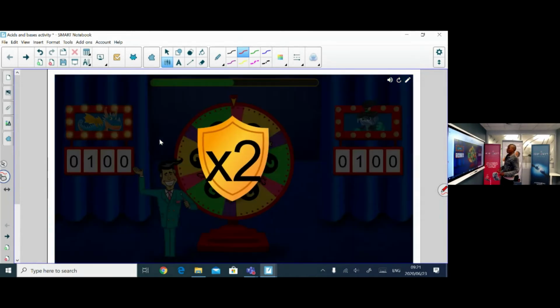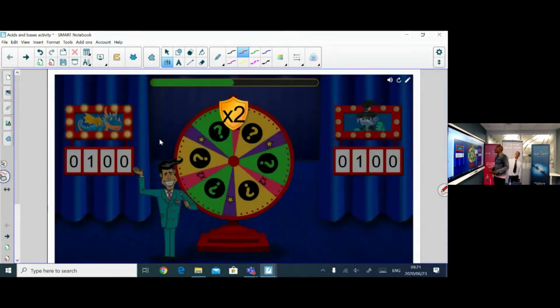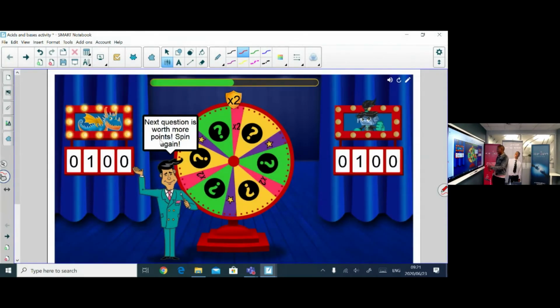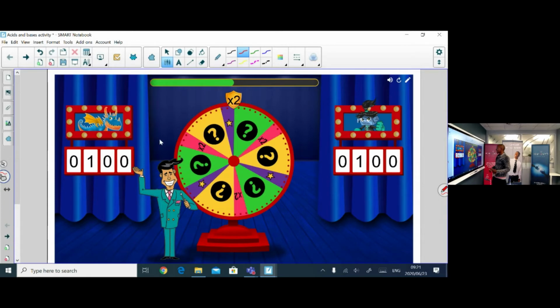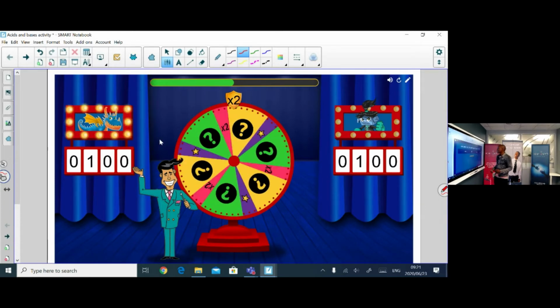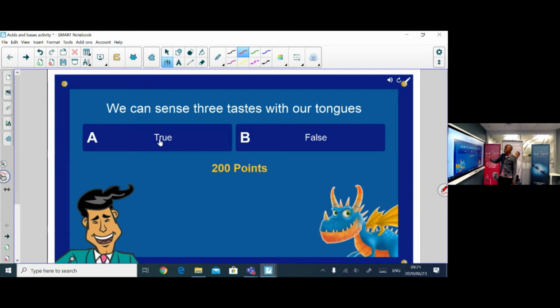Let's spin the wheel and see another. Oh, this is for 2 times, the next question is worth more points. Let's find our question which will be worth 2 times the points. Can we sense 3 tastes with our tongues? We discussed how our tongues can taste various tastes, and we discussed them as sour, bitter, sweet, and what? Salt. It's 4 tastes that our tongues can taste.